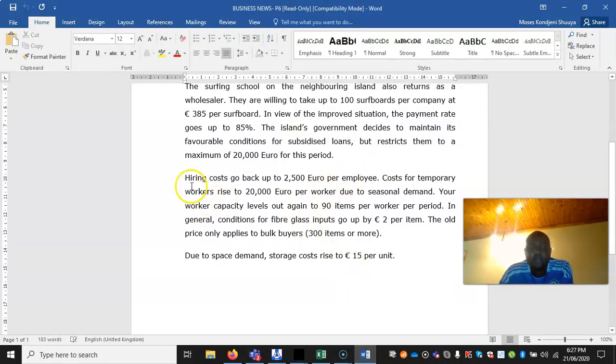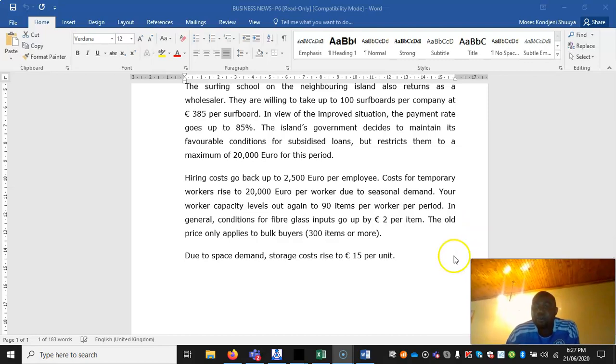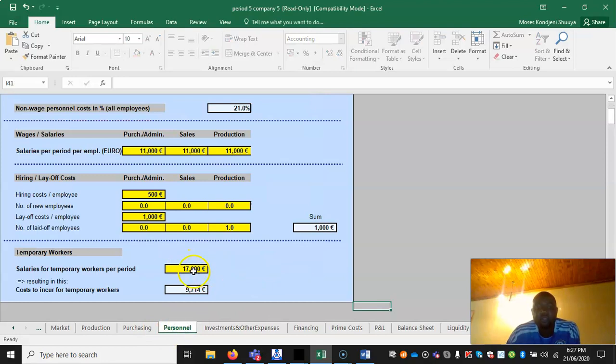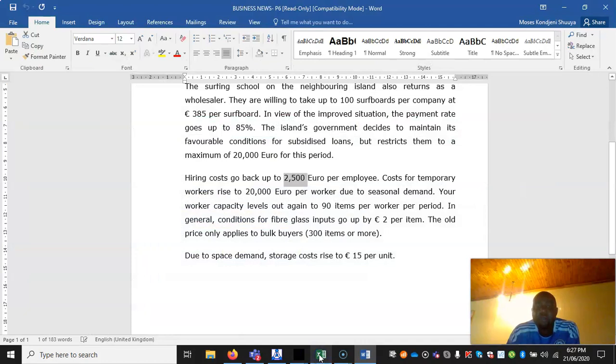And obviously, the hiring cost goes back. Those who fired their workers last time, maybe you have to pay now 2,500 to hire back those people. And obviously, those who have a lot of stock available, this is good news, because you might not have to hire extra people because you already have some goods. Cost for temporary worker rises to 20,000. Make sure when you come here under personnel, you change it to 20 here. If you don't, you will not get accurate figures.